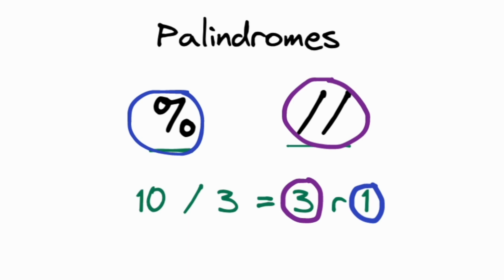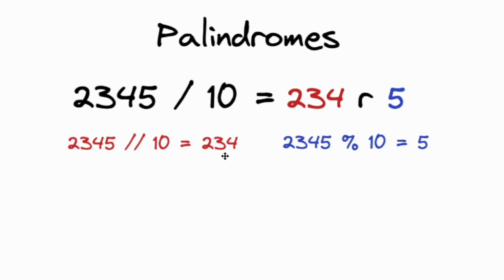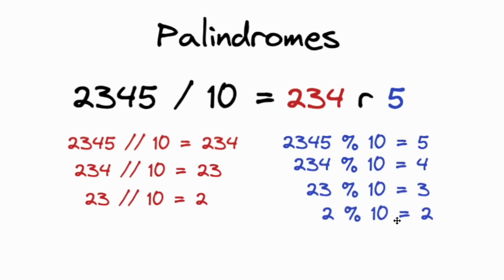Let's look at another example. When we divide by 10, something interesting happens. We're able to split the number apart. Using floor division, we find the left half of the number, and using the modulus operator, we find the rightmost number. If we continue this process, we're able to break apart the entire number, going from right to left.